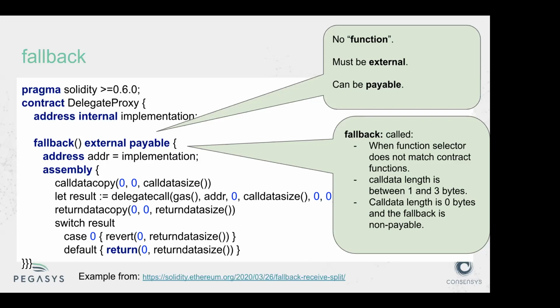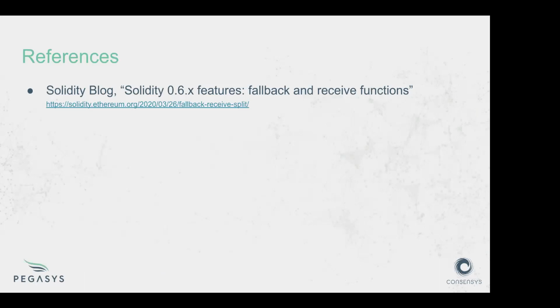Yeah, I think that last comment that I've got there, call data length is 0 bytes and fallback function is non-payable, I think that's wrong. I think it's where it's between 1 and 3 bytes, but not 4. And yep, have a look at there for more information.